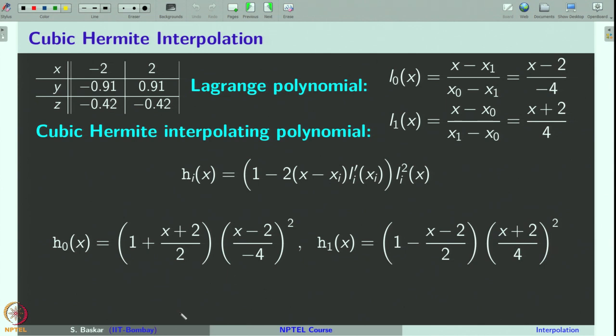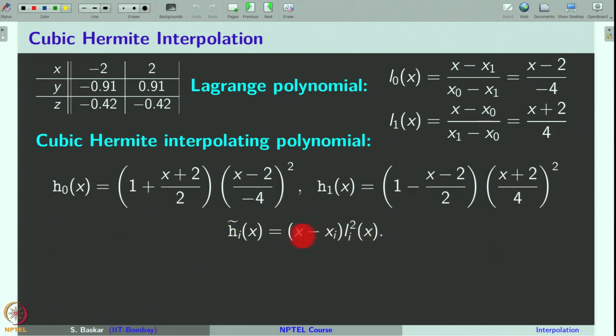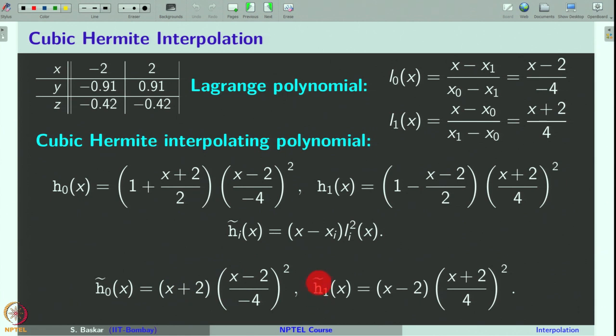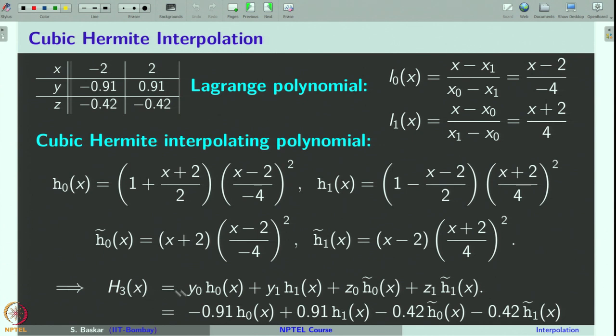Once we have this, let us now go to find hi tilde. How is hi tilde given? Recall the formula for hi tilde is this, and again for h0 tilde we have to use L naught of x, and similarly for h1 tilde you have to use L1 of x. And for h naught tilde of x, we obtain the formula like this, and h1 tilde of x is obtained like this. Now, we have h naught, h1, h naught tilde and h1 tilde. Therefore, we can now go to write the cubic Hermite interpolation polynomial.